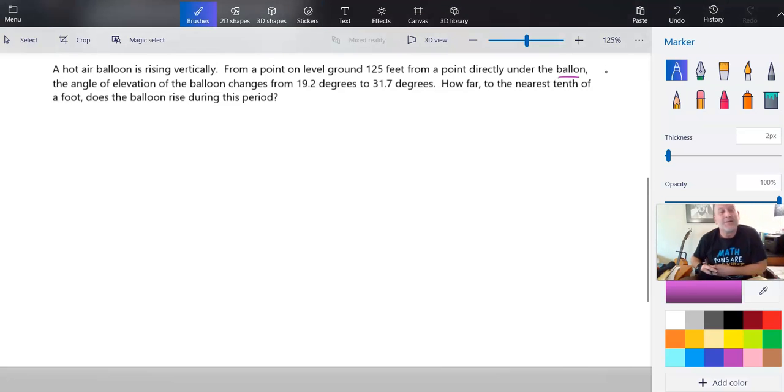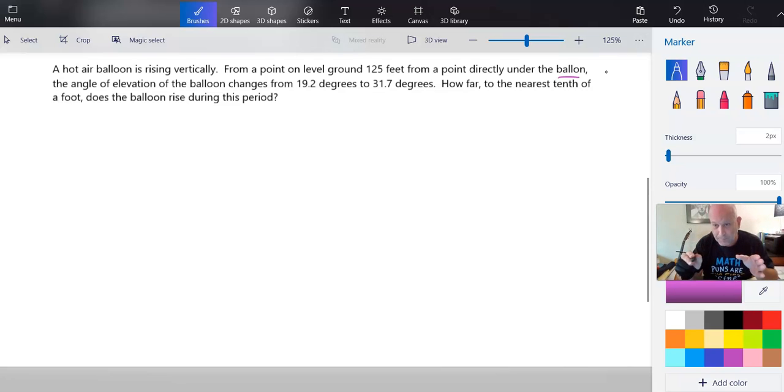I misspelled balloon. Anyways, so we have a hot air balloon that's rising vertically, so it's going straight up in the air. And from a point on level ground, 125 feet from a point directly under the balloon, the angle of elevation of the balloon changes from 19.2 degrees to 31.7 degrees. We want to know how far during this time period does the balloon rise? How far does it go up when that angle of elevation changes from 19.2 to 31.7? And keep in mind that angle of elevation is from the point 125 feet away.